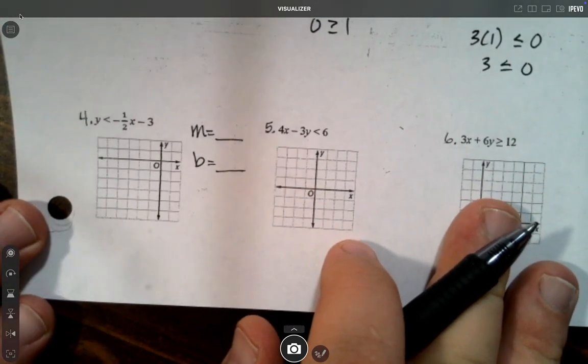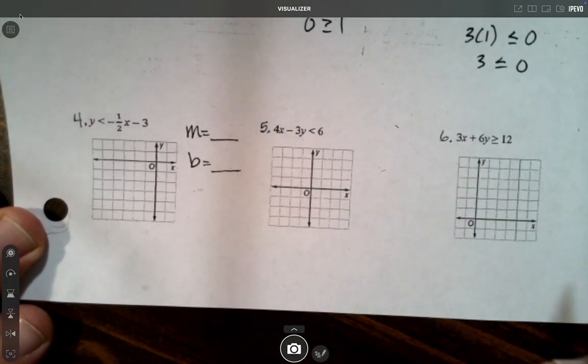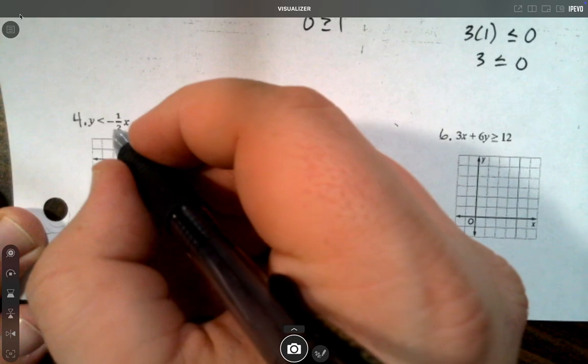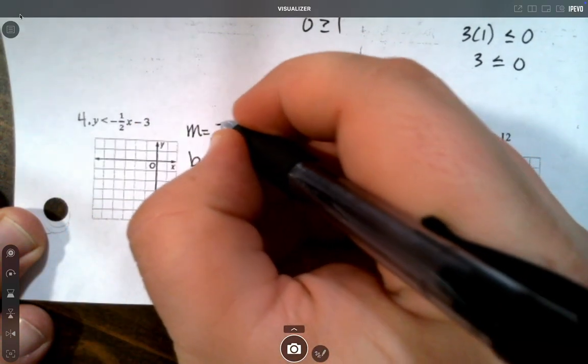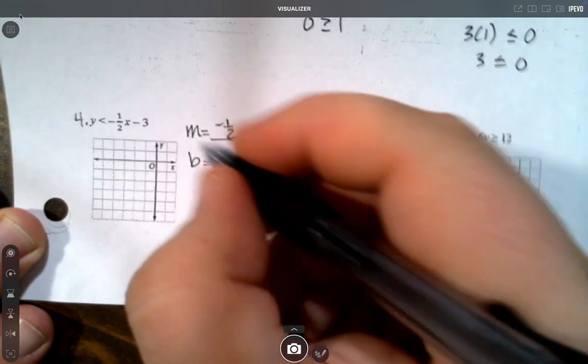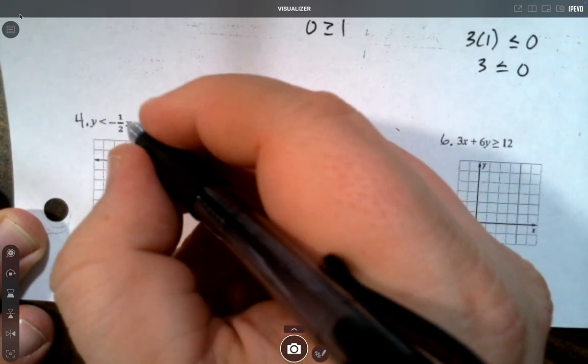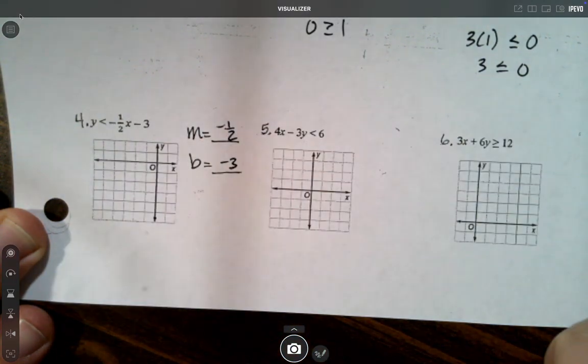Okay, number 4 is already in slope-intercept form, which is nice. My slope is the number attached to x, which is negative 1/2. My y-intercept is negative 3 because it's the constant that's not attached to the x.